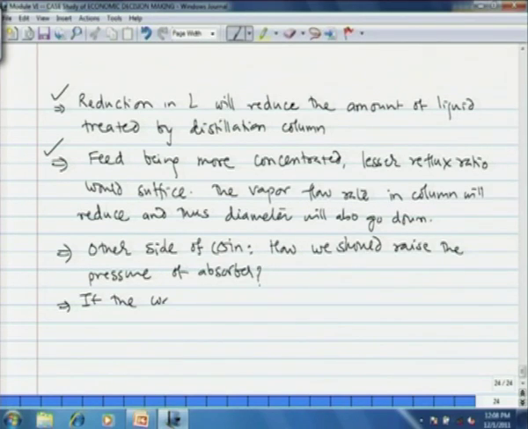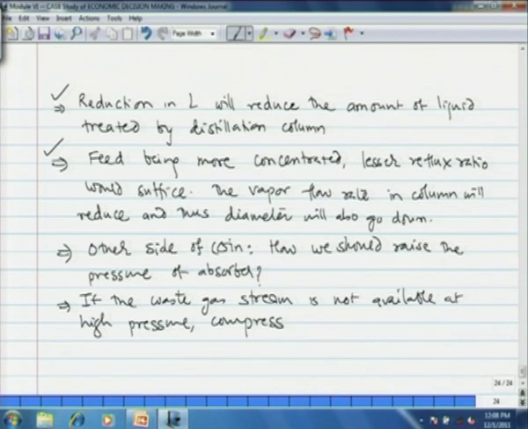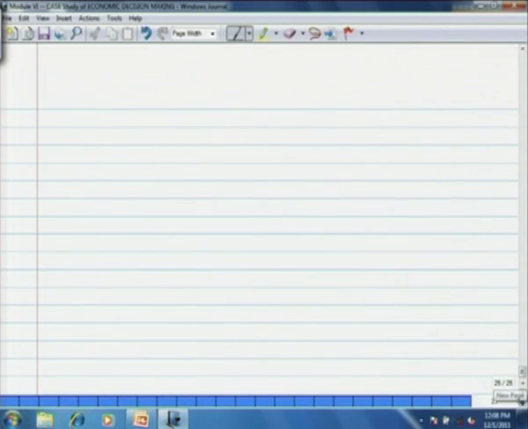If the waste gas stream is not available at high pressure, compressor will be required to raise pressure of absorber, and compressor being an expensive piece of equipment both in terms of capital and operating cost is likely to reduce the incentive for raising the column pressure.